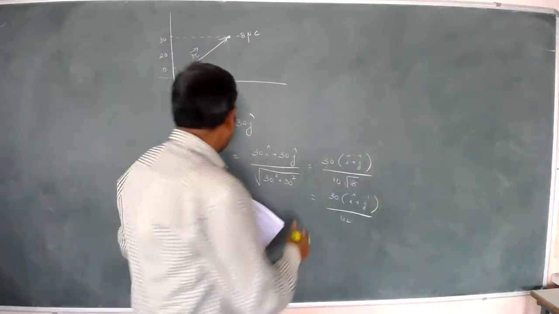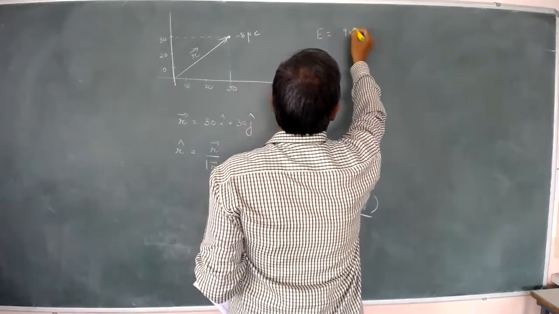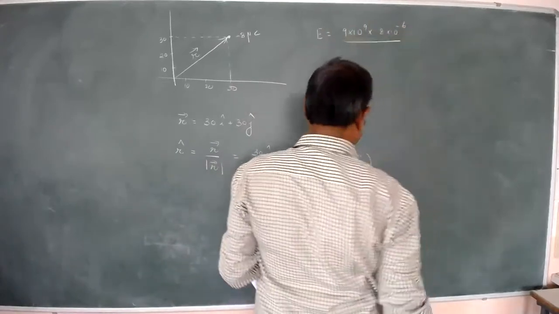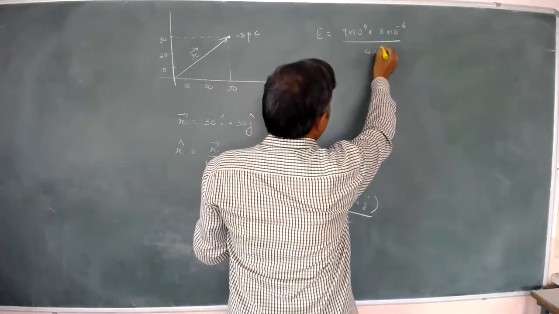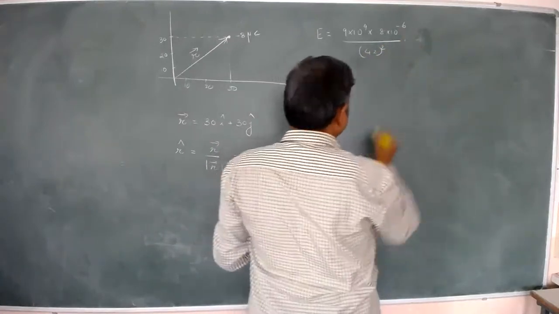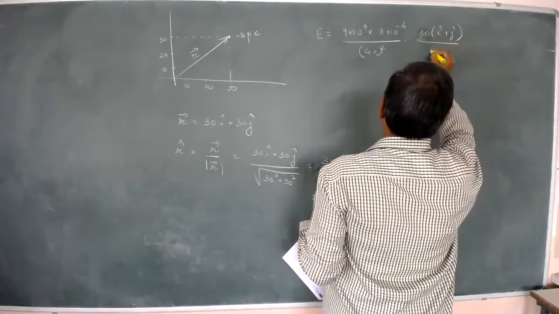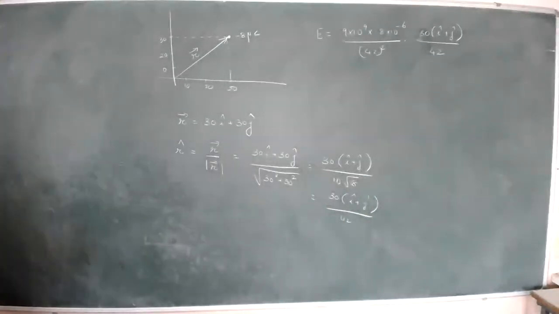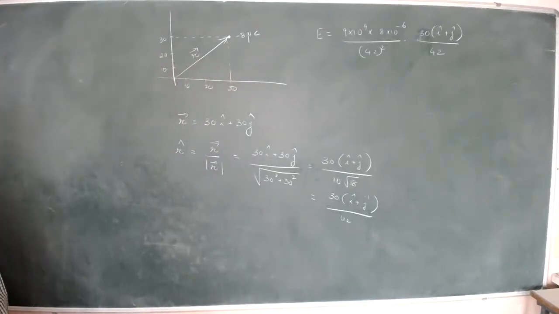Now coming to Coulomb's law. So E is equal to 1 by 4 pi epsilon naught, 9 into 10 power 9, into Q, so 8 into 10 power minus 6, divided by R square. What is R square? So this is 42 square into R cap. R cap means this 30 into i cap plus j cap divided by 42. So this is the vector representation of the intensity of the electric field.